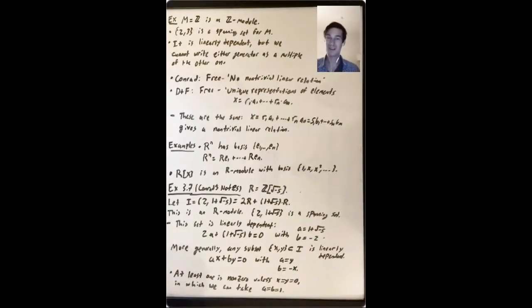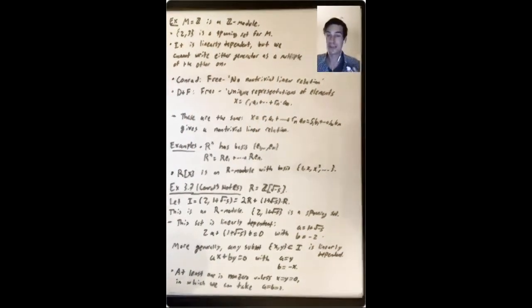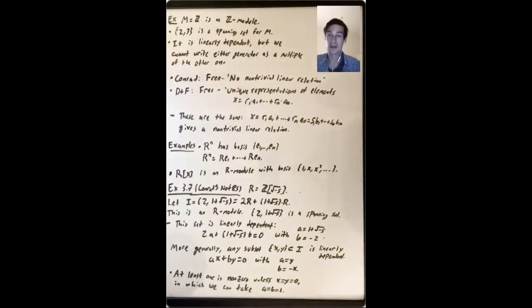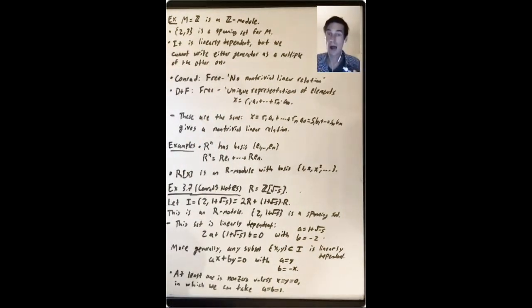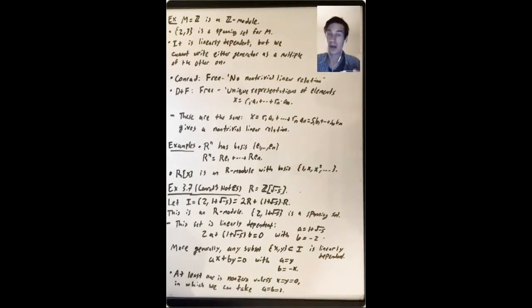Let's give an example to emphasize the point we were just making about differences between taking the vector space over a field and an R module M. M equals Z is a Z module. It's an abelian group. And the set {2, 3} is a spanning set for M. Every element of Z can be written as some integer times 2 plus some integer times 3. This set is linearly dependent. Why? Because there are non-zero relations involving these two generators, like 3 times 2 plus -2 times 3 equals 0.